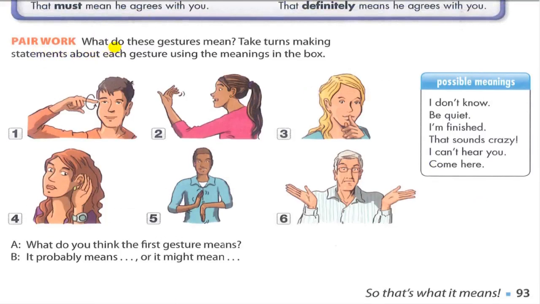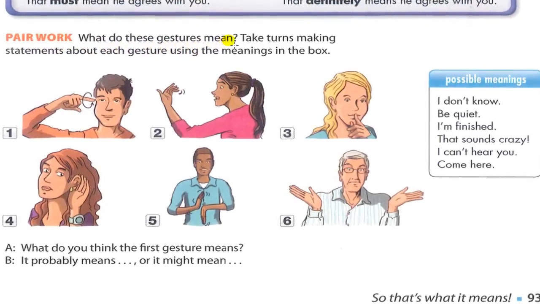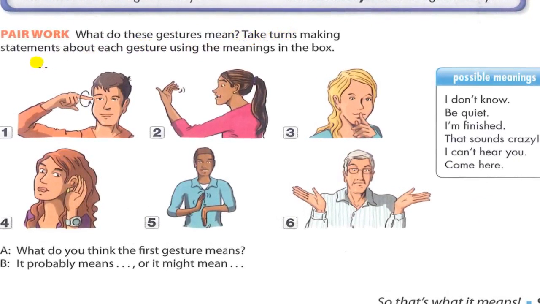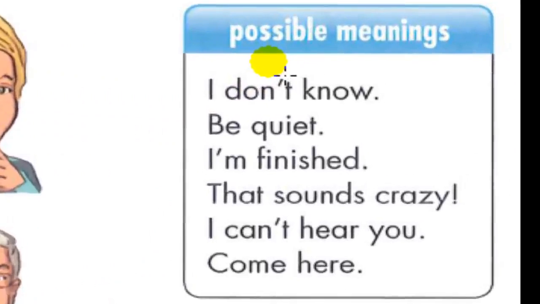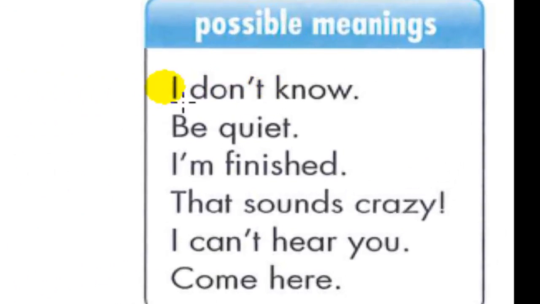Pair work. What do these gestures mean? Take turns making statements about each gesture using the meanings in the box. In this exercise we have different pictures. What do they mean? Possible meanings: I don't know. Be quiet. Shh, be quiet. I'm finished. That sounds crazy. I can't hear you. Come here.